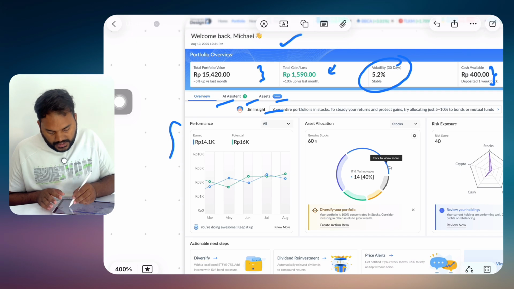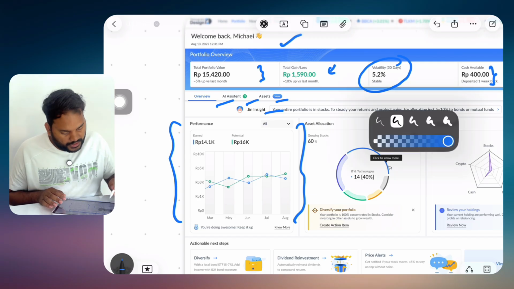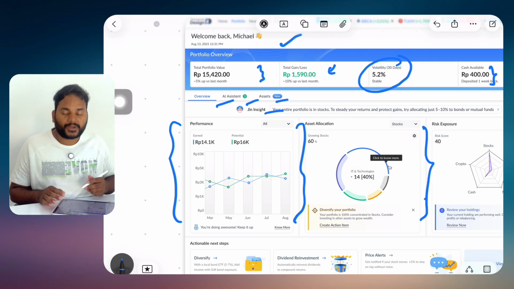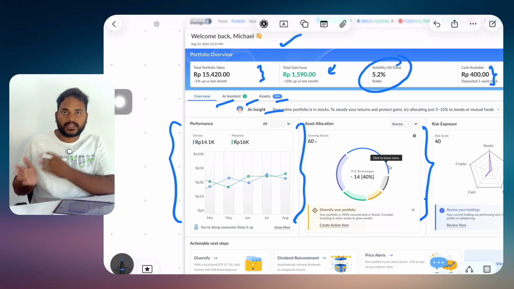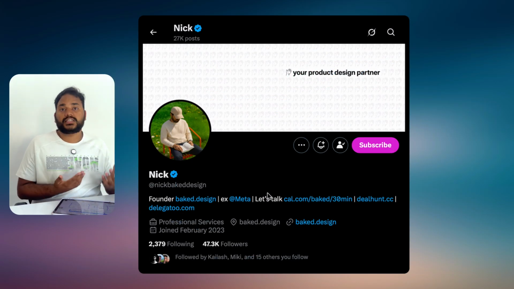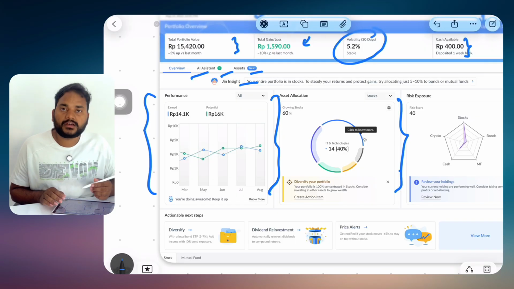So the first chart that you are seeing is the performance chart and the asset allocation. Both of these charts are not originally my work. These two are taken as an inspiration, as an idea from Nick, whom you can follow, and he also runs an agency called Baked. This is not a typical bar graph.